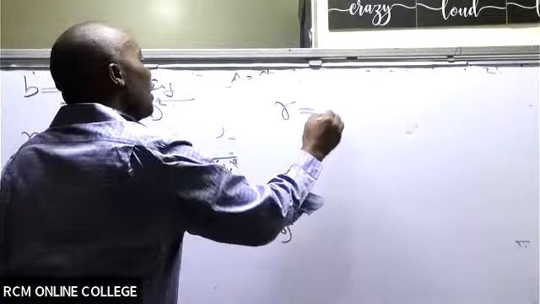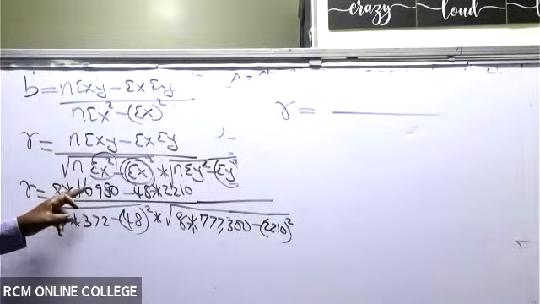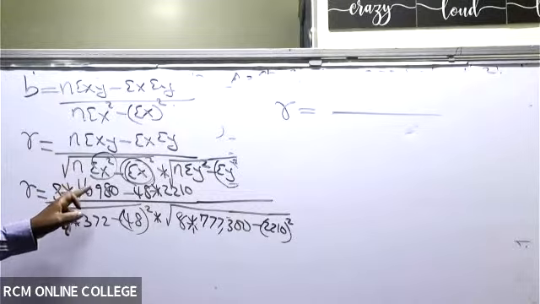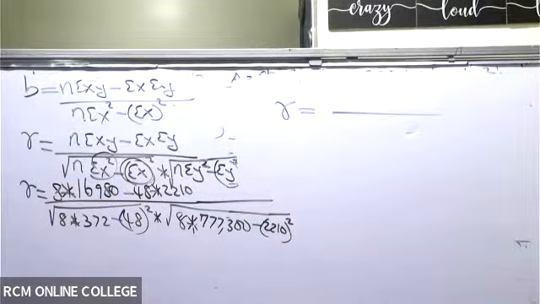Is there somebody who is able to remind me the numerator? First of all, you start with the numerator. You say 8 times this minus this times 2210. Give me the numerator value first. So we take here 8 times 980 minus 48 times 2210. Please give me this figure, all of you.